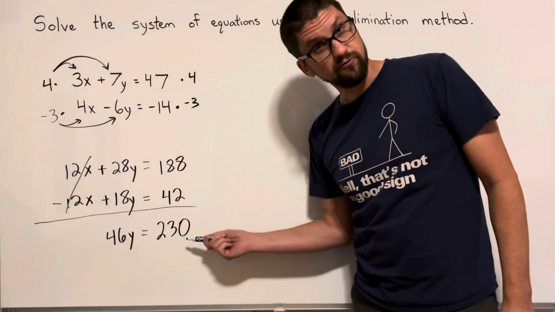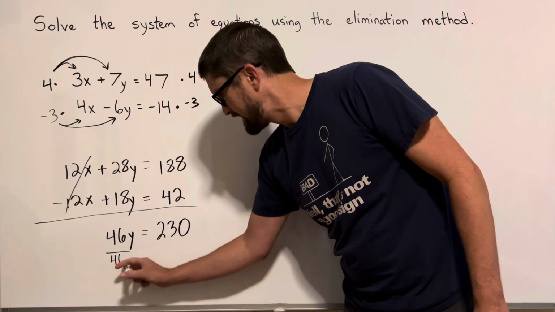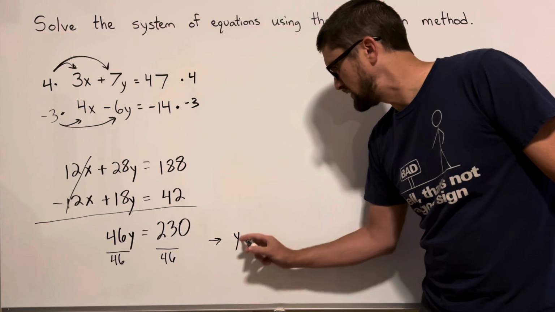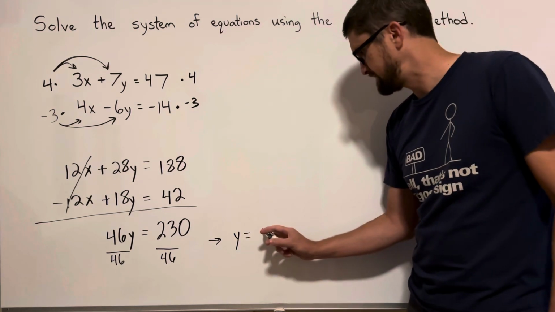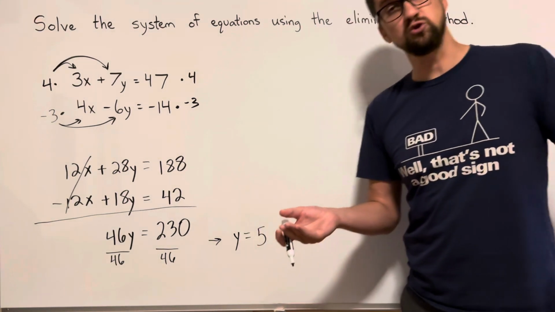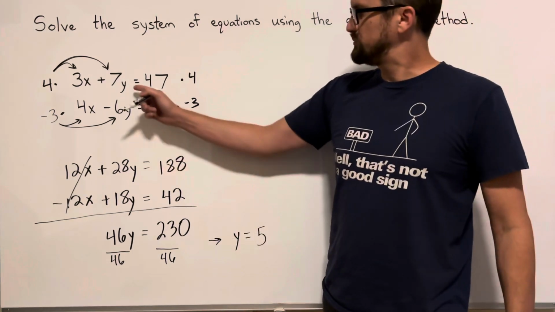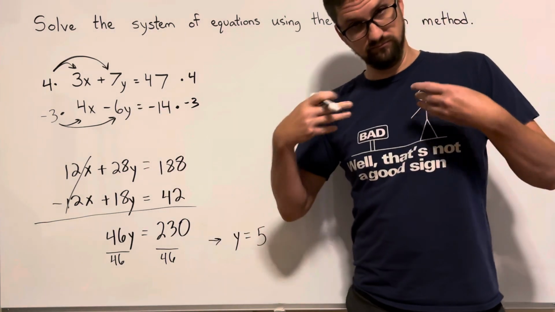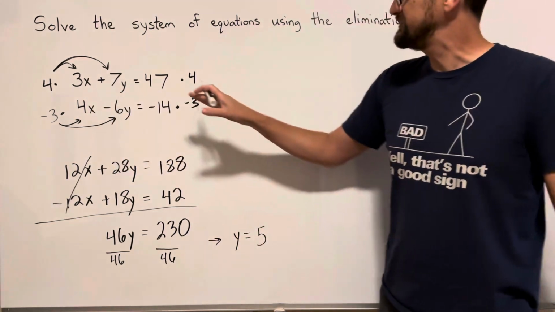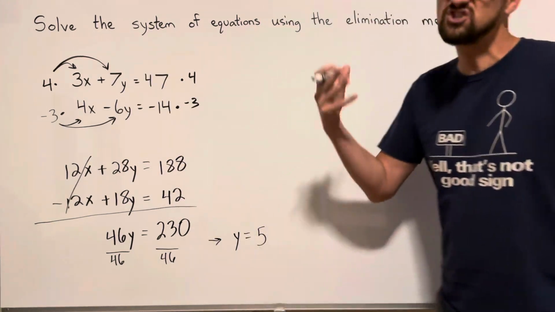And look, now I can solve for y by dividing both sides by 46. And this will give you a y value of 5. There we go, we found the y value of the solution, but we also need the x value. So this 5, when you plug it into the equations, it's going to work, but I need the x value as well. So we can find the x value simply by taking one of the equations and plugging in the y value and then solving for x.